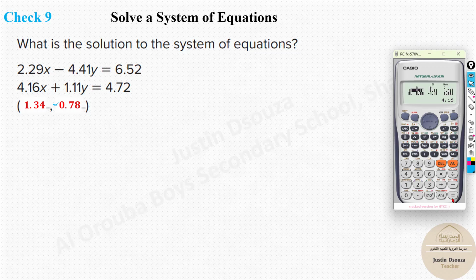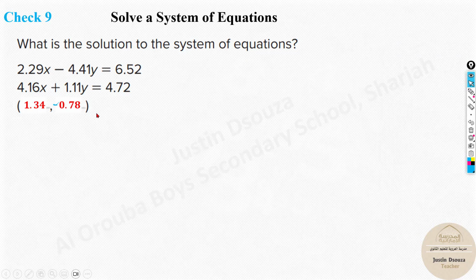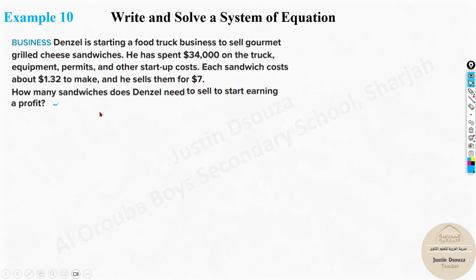The only thing you need to remember is when you substitute, make sure if you're using this equation, first substitute the x coefficient, then the y coefficient, and then the constant. Same thing here. First the x coefficient, then the y coefficient, and then the constant. The answer is 1.34, comma, minus 0.78. I'm sorry, I missed the minus sign. That's how we solve these problems.